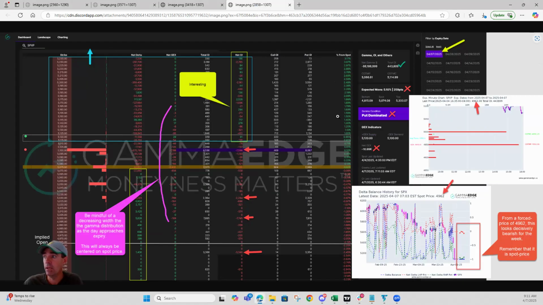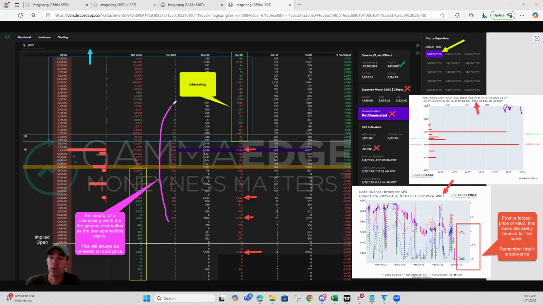SPX P0DTE, we'll head into that right now. Again, put dominated, significant expected move here. And then we have this expiry turned on for today. Being mindful of decreasing gamma width distribution as we approach expiry today, this most likely will be centered around spot price. So we'll watch this gamma distribution.